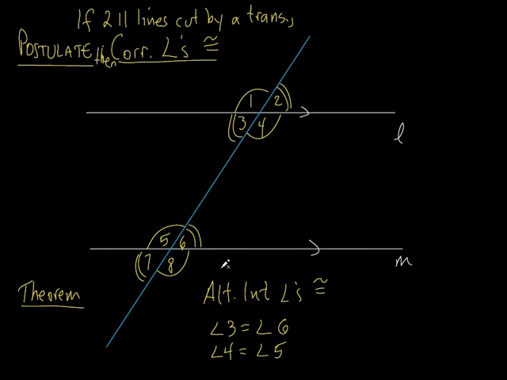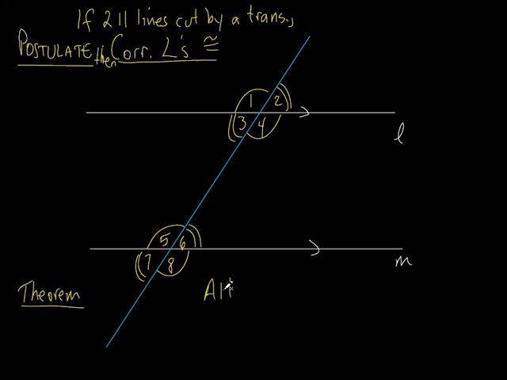They kind of look the same, but we would have never been able to tell that alternate interior angles were equal unless we already knew that the corresponding angles were equal. Is that making any sense at all? Sounds like I'm talking in circles, but I think it makes sense, to me anyway. All right, we good with that? Alternate interior angles? Okay, what about alternate exterior angles?